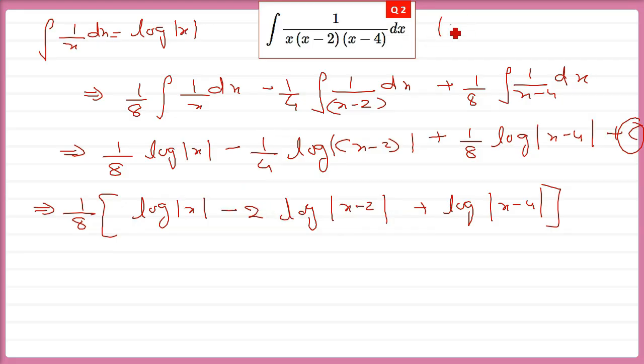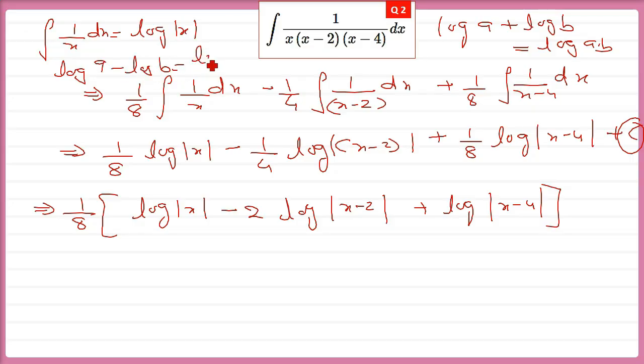Now there are three things I am going to use. First thing will be log a plus log b equals log a into b. So log a multiplied by b. This is the first thing. Second thing we'll use is log a minus log b is equal to log a divided by b. And third thing we'll use is a log b will be equal to log b raised to a. What does it mean? The power goes inside, to the power of b.